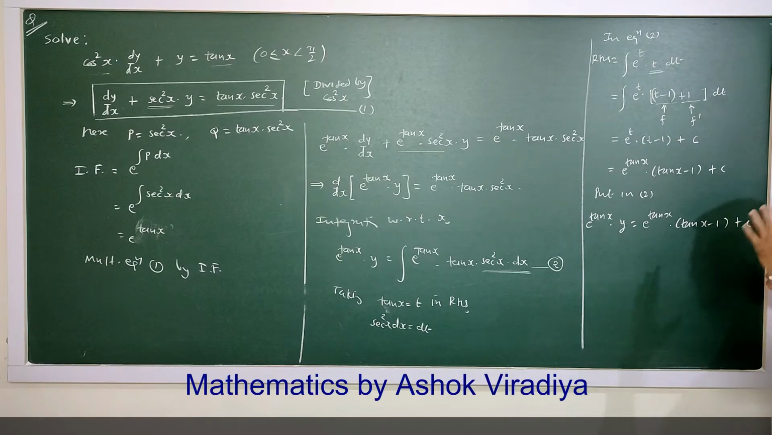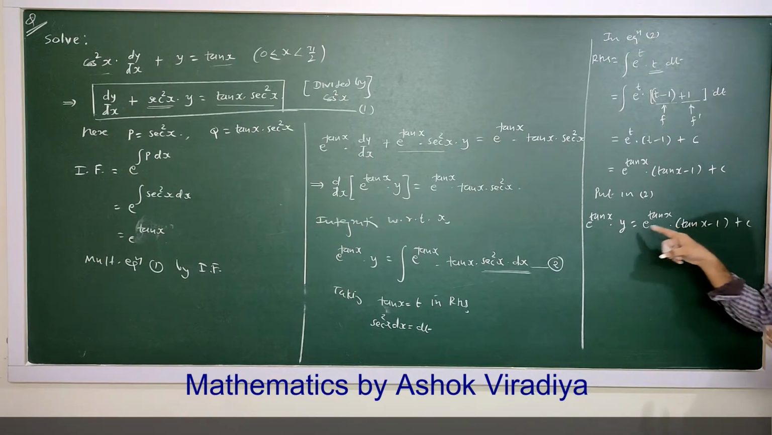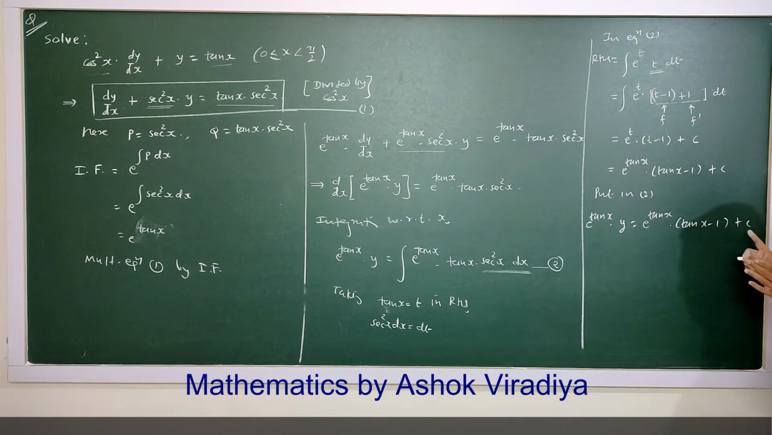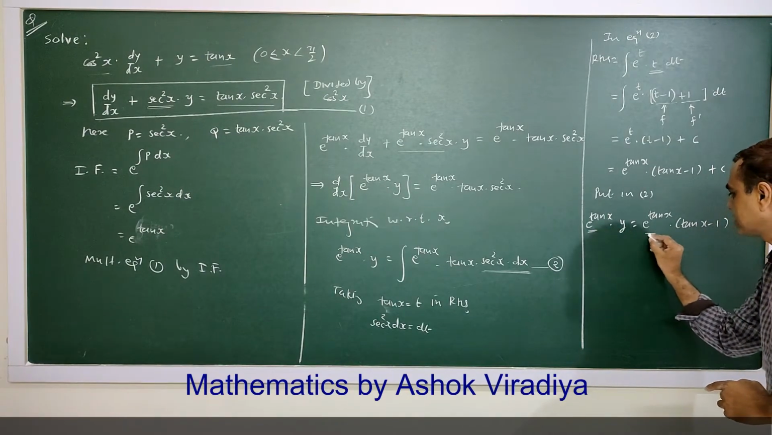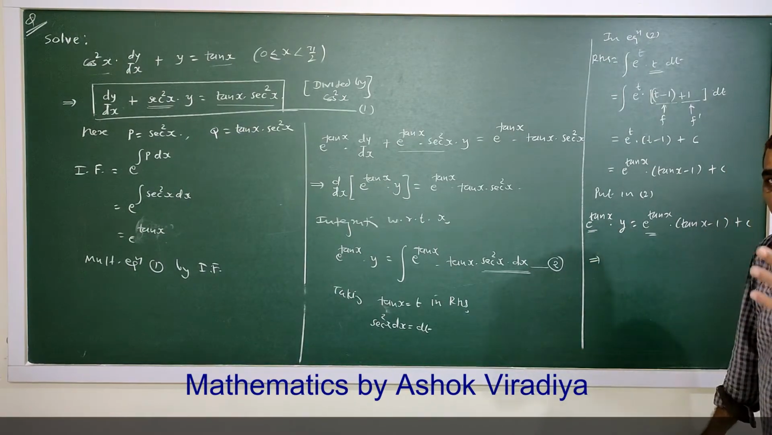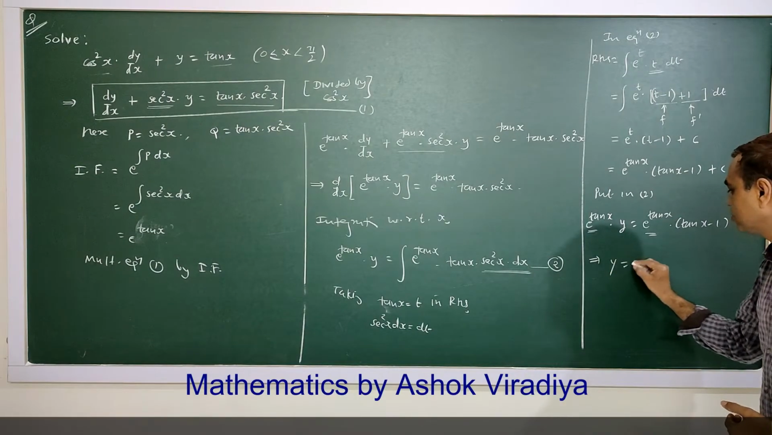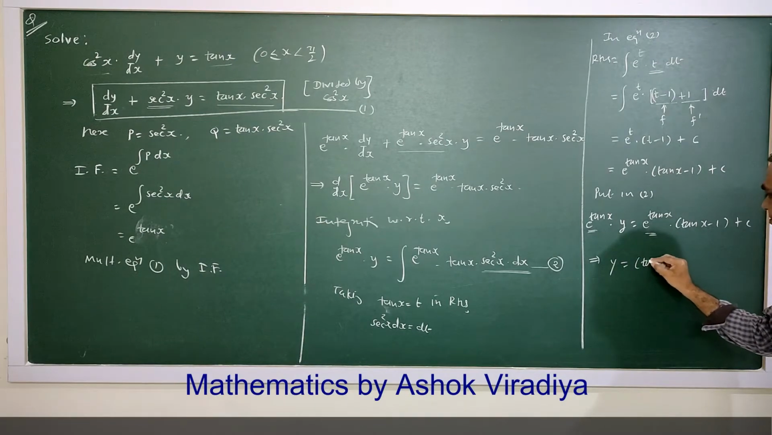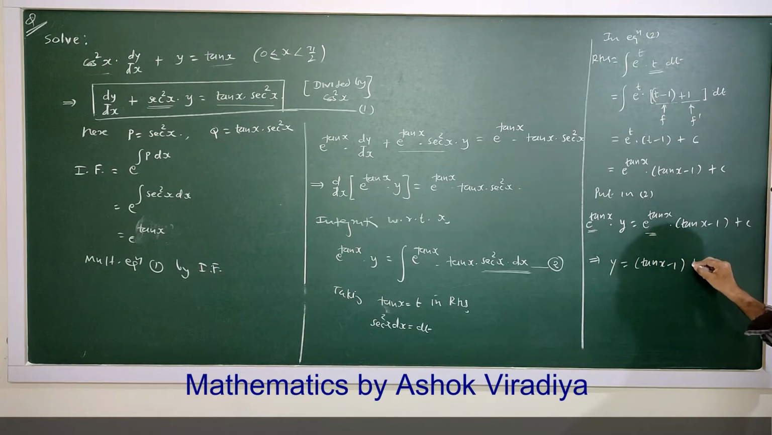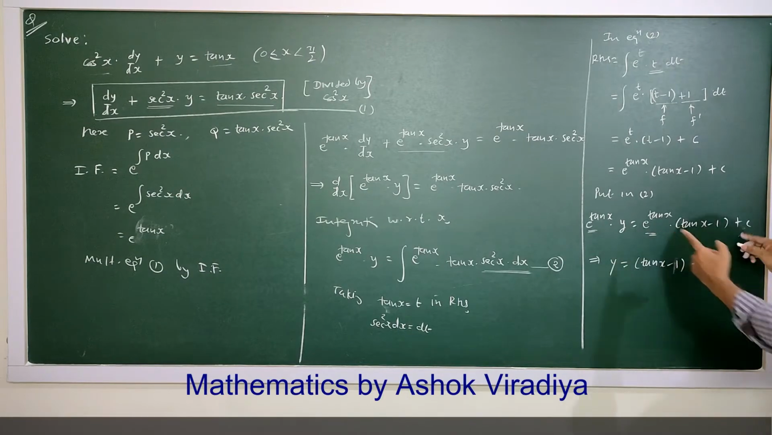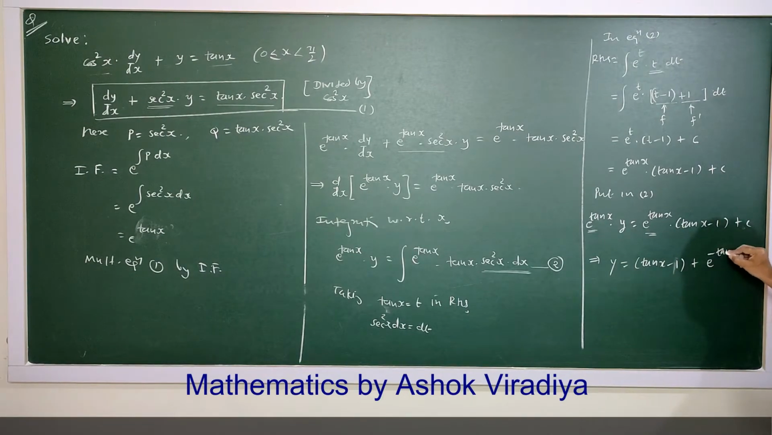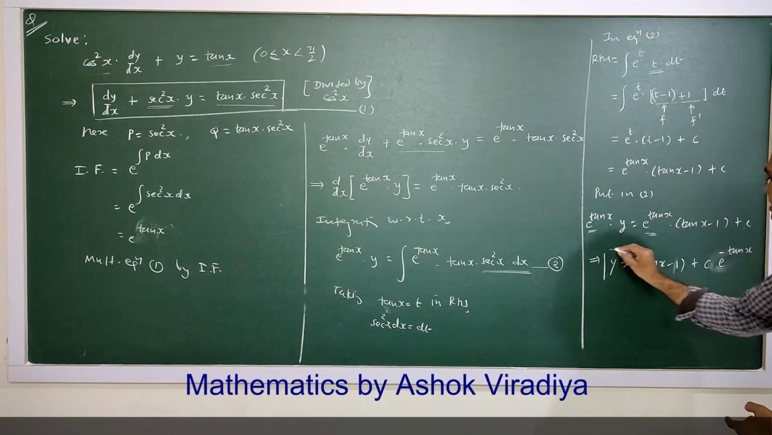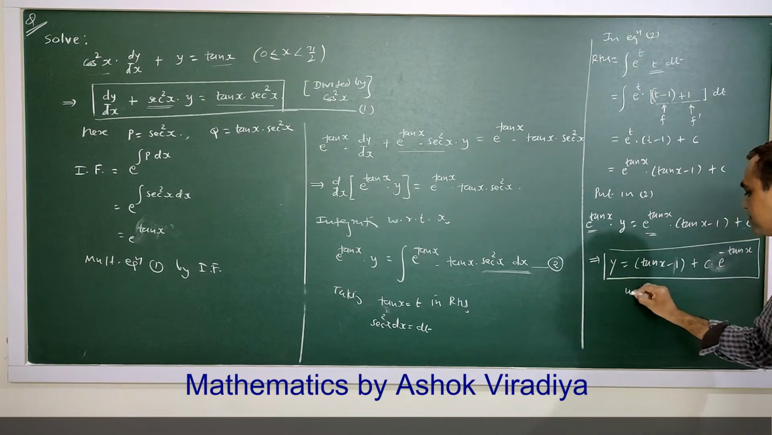Now this can be expressed as y as a function of x. Dividing by e raised to tan x, we get the solution in a better form: y is equal to tan x minus 1 plus c into e raised to minus tan x, where c is an arbitrary constant.